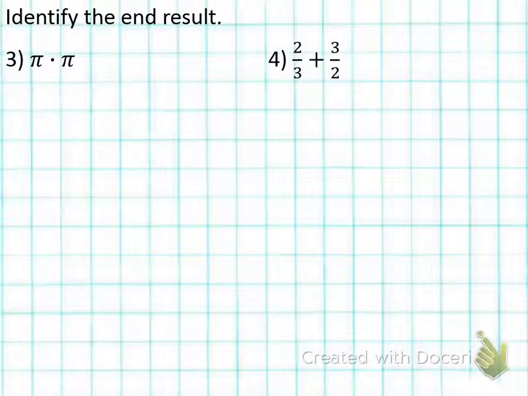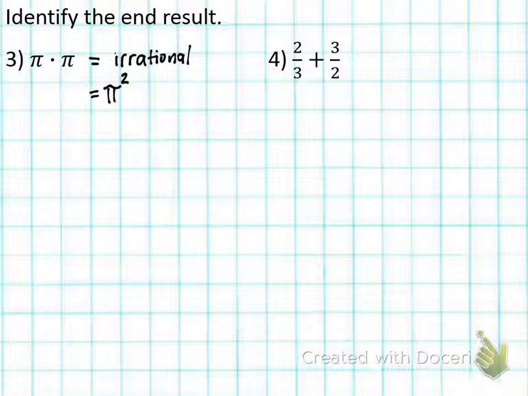Okay, continuing on. Number 3, turn to your neighbor, tell them, is it going to be rational or irrational? We have pi times pi. What do y'all think? Irrational, right? Because an irrational number times an irrational number is irrational. And what's the answer? What's pi times pi? Pi squared. Excellent.